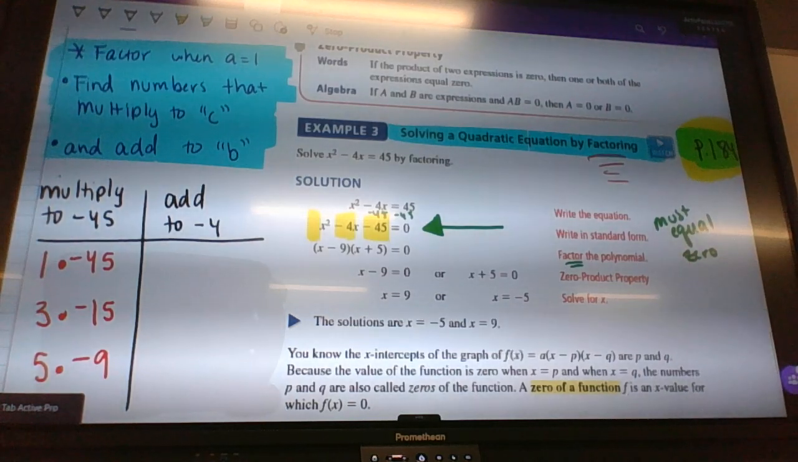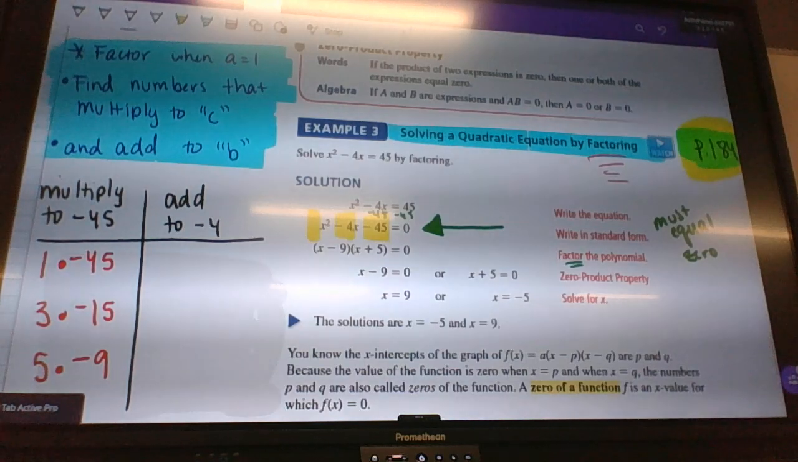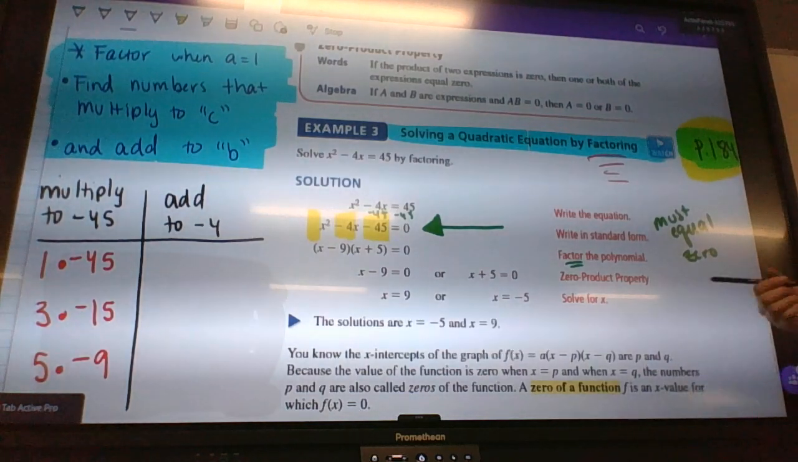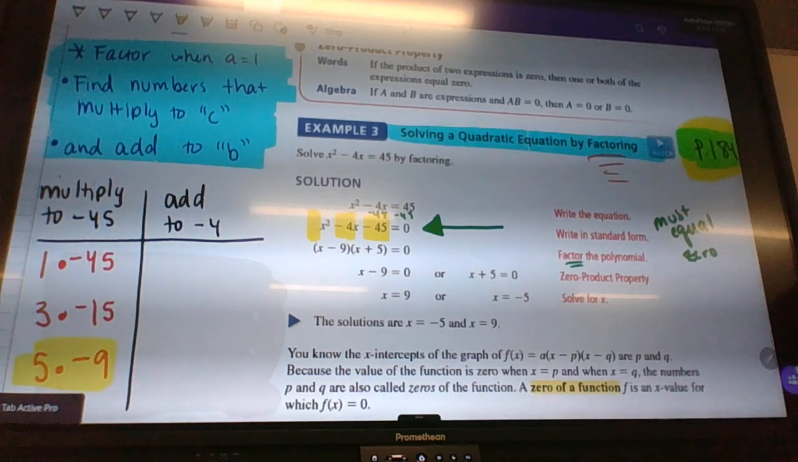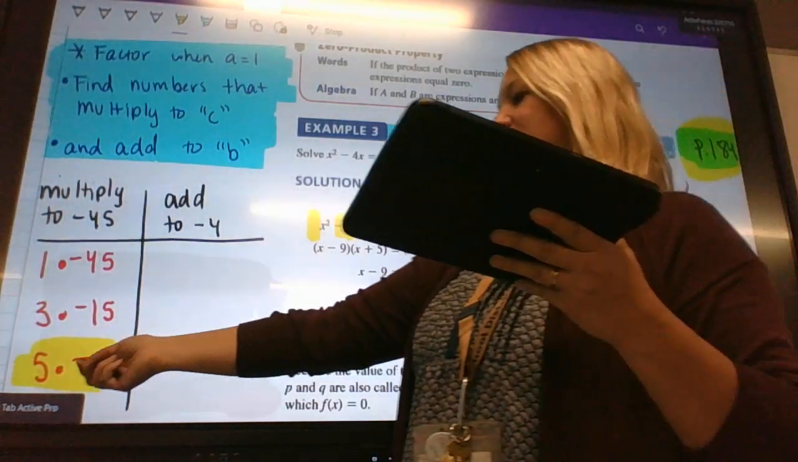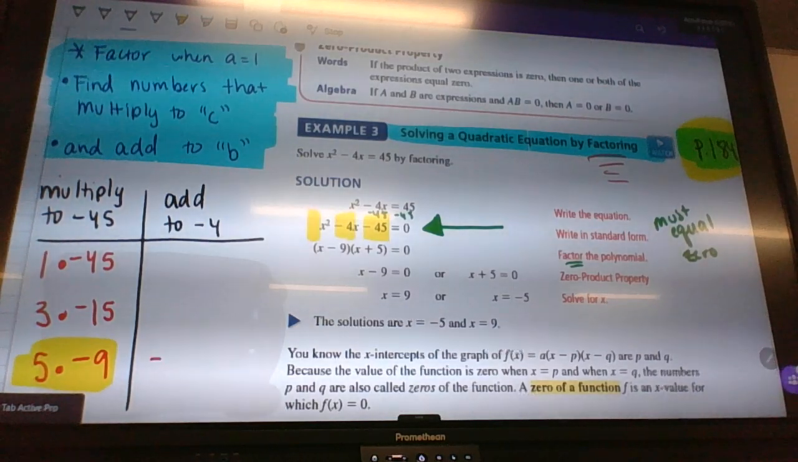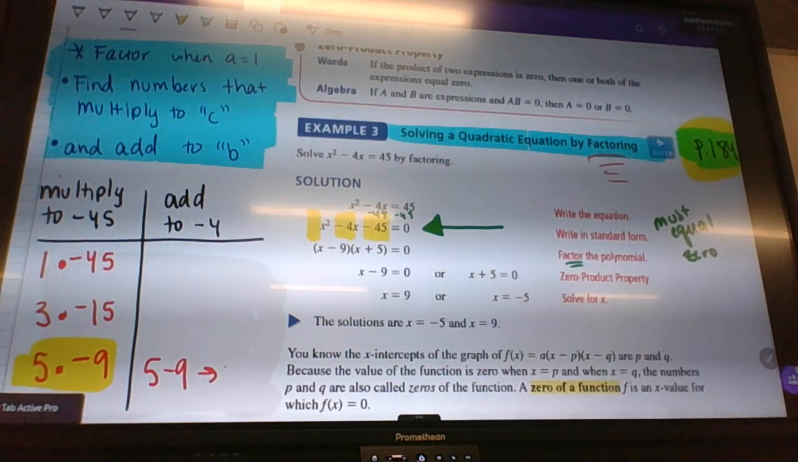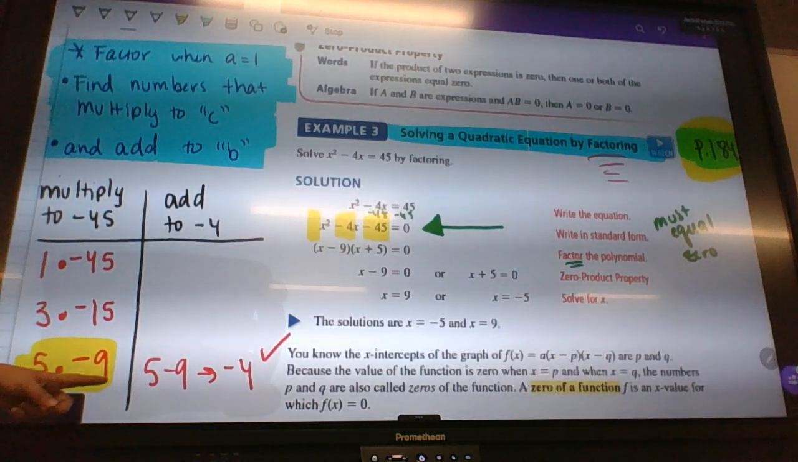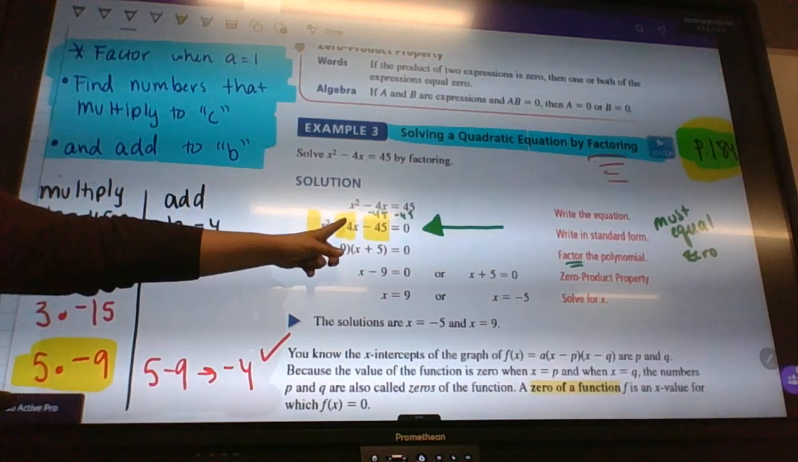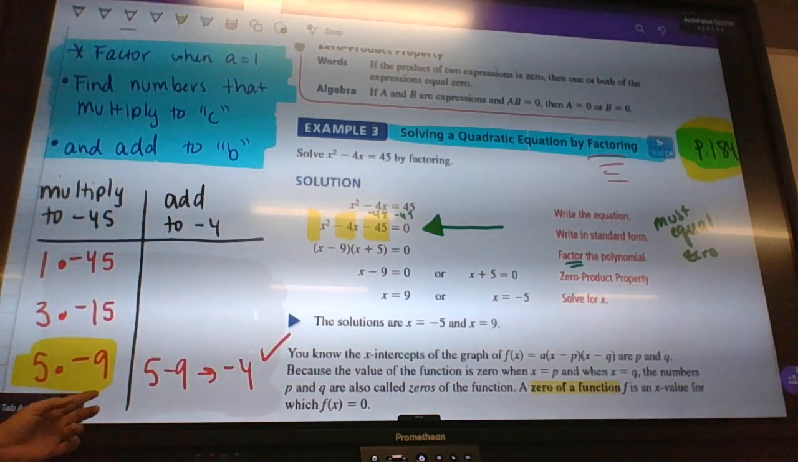So I list all the factors of the C value, and then I try to add them together to see which ones will combine to be the B value. This last group jumps out at me. Yeah, 5 minus 9, that's negative 4. So I'm gonna just check it. 5 minus 9 is negative 4. So because these two factors combine to create that middle number, I know these are the numbers that I use to write in factor form.